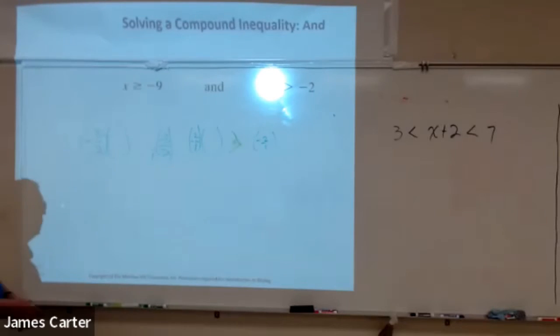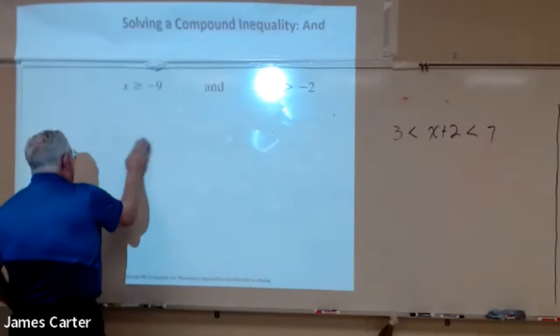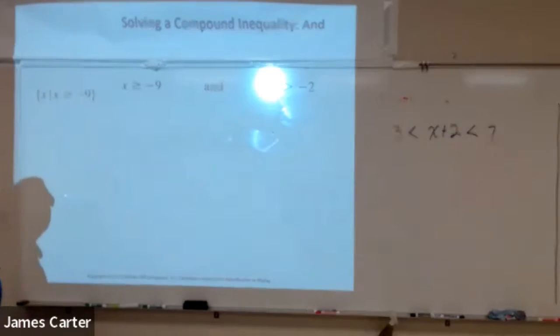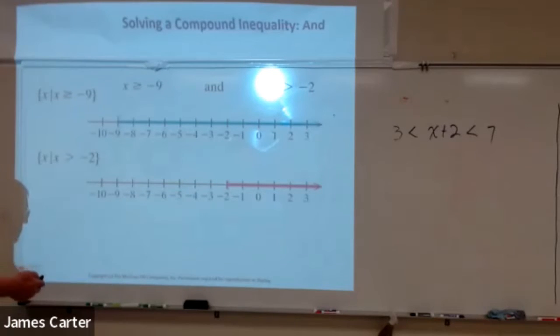Okay, we're just bringing these over. I'm going to get rid of this. Okay, there's the graph of this one. Anything bigger than -9. Here's the graph of this one. Anything bigger than -2. Okay. So since it's asking for and, my overlap is from here to yonder.